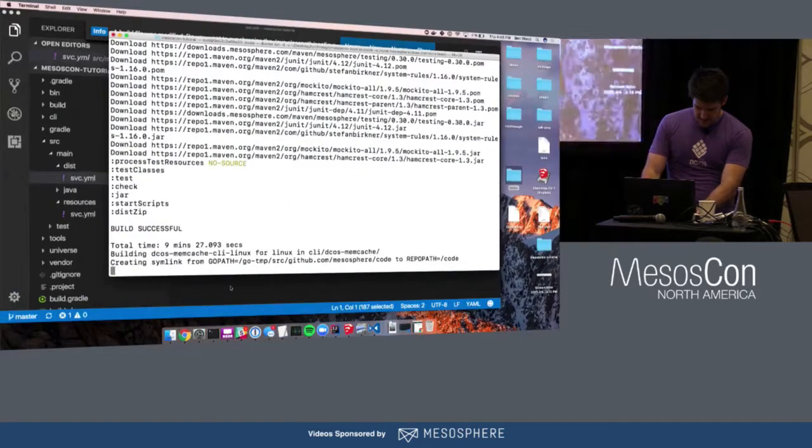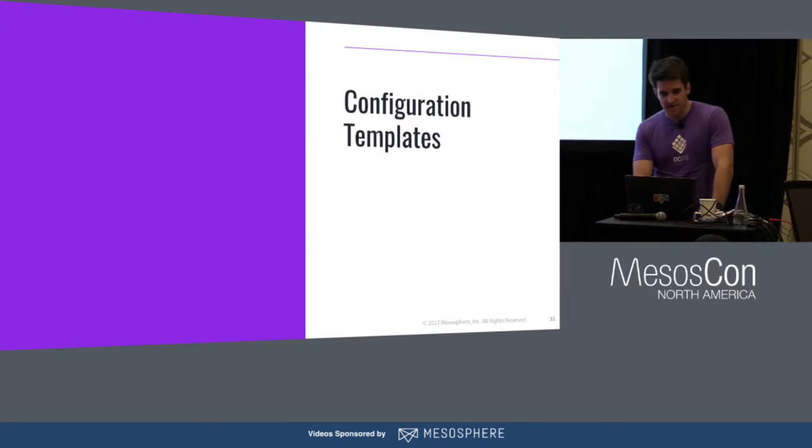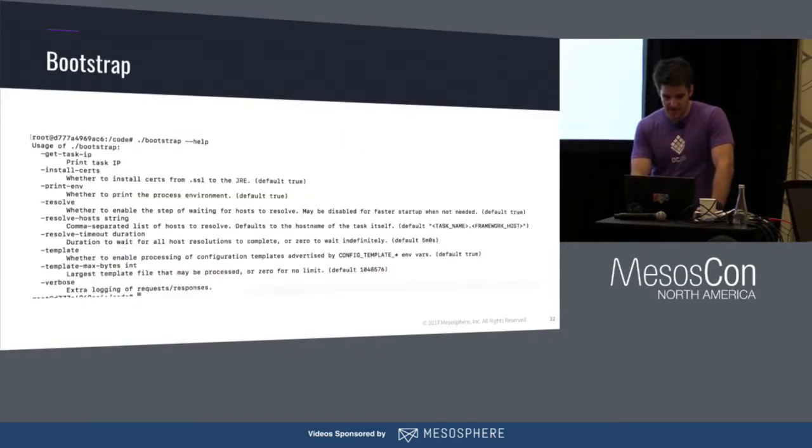So, configuration templates. Obviously, when you have these complex services, pretty much all of them have these large, unwieldy configuration files that you need to pipe things into. The way that we handle that is that we essentially give you the ability to write mustache templates that are then populated from the environment of the task using our Bootstrap utility.